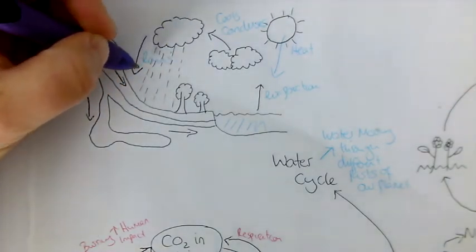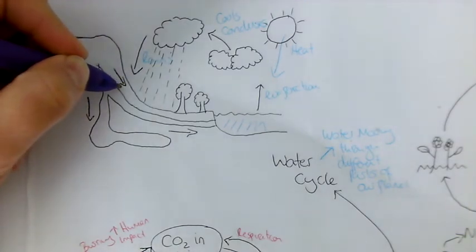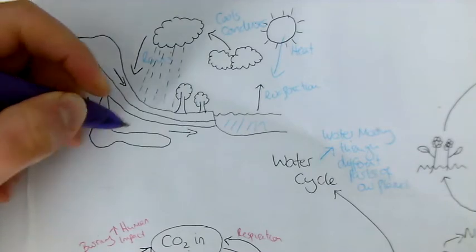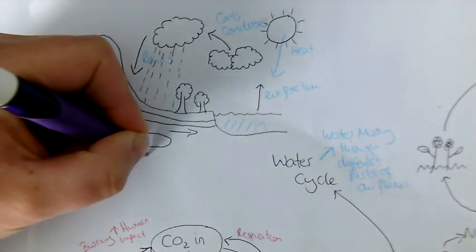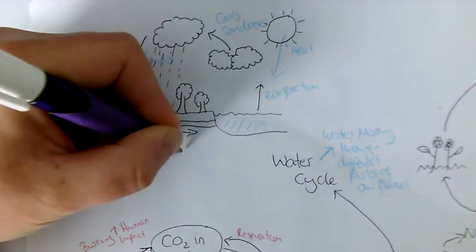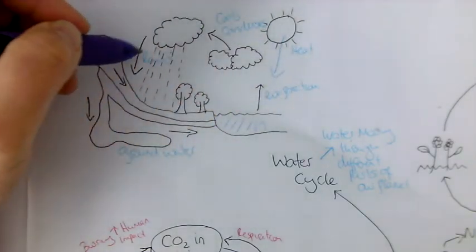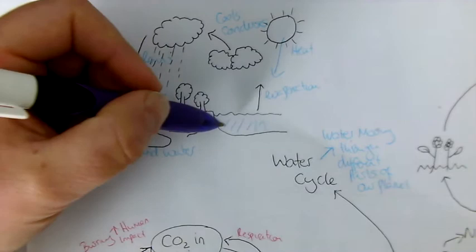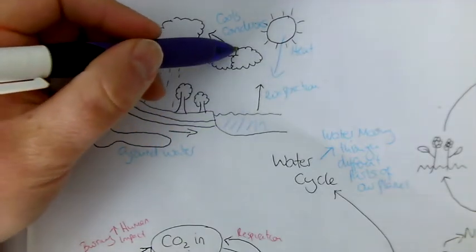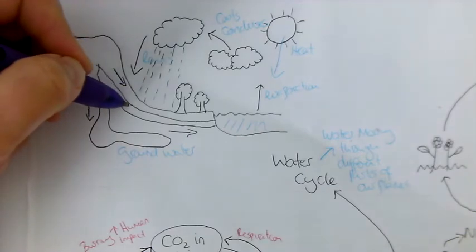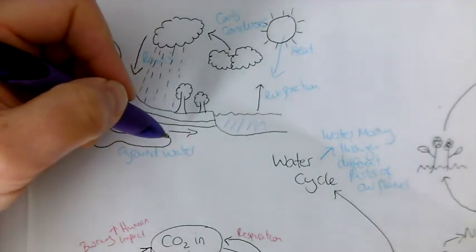The rain then hits the ground and it will run off. So it runs off through rivers, streams, into groundwater, and eventually it will join the sea again. So we've got this big cycle here of the sea evaporating, condensing, and then rain, and then running off.